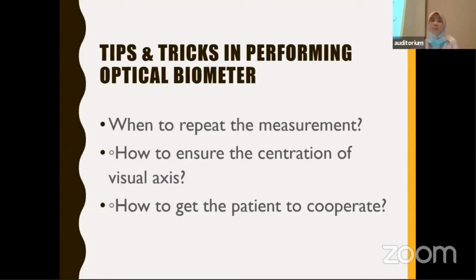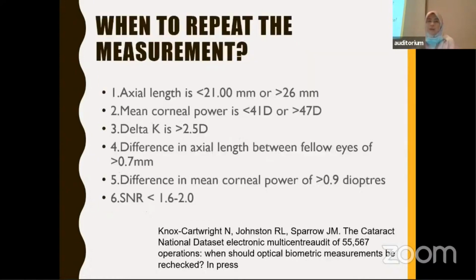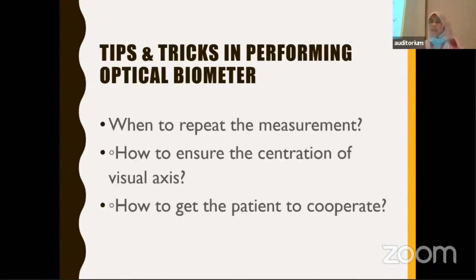Tip and trick in performing optical biometry: when to repeat the measurement, how to ensure the centration of the visual axis, how to get the patient to cooperate. This is always set in your mind.